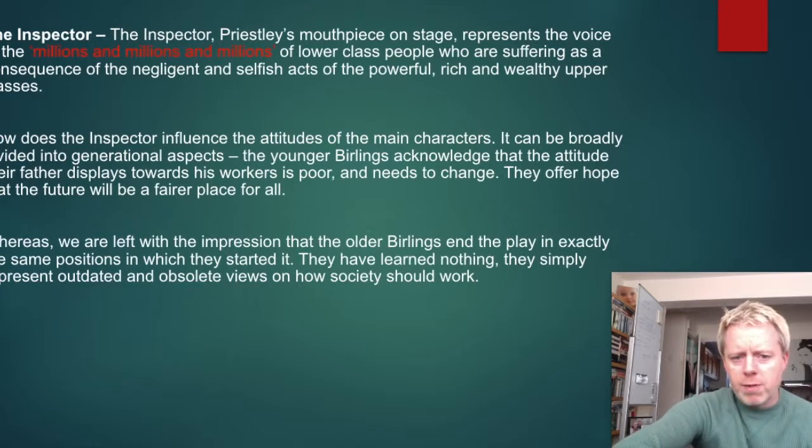How does the inspector influence the attitude of the main characters? Well, it can be broadly divided into generational aspects. The younger Birlings acknowledge that the attitude their father displays towards his workers is poor and needs to change. They offer hope that the future will be a fairer place for all.